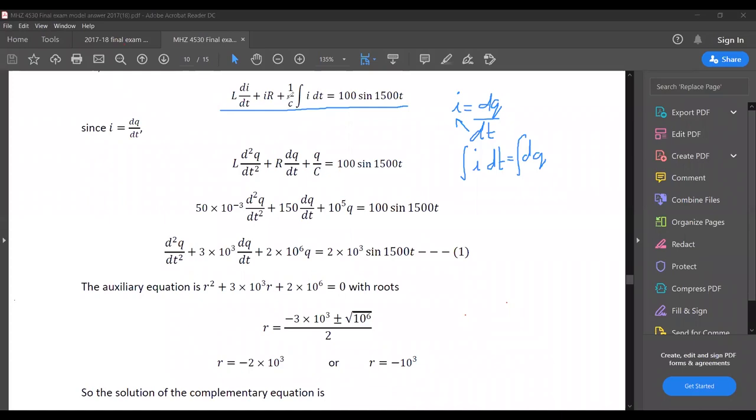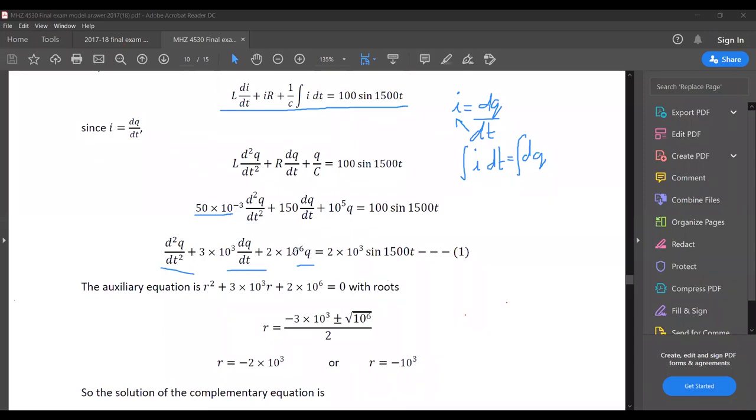So 1 over C is in the front, that is a constant, and C is divided here, equal to 100 sine 1500t. And they have substituted the values. So remember to convert to standard values: if it is in milli, you have to include 10 to the power minus 3, and if it is in micro, you have to include 10 to the power minus 6. After calculating and dividing by 50 into 10 to the power minus 3, we have a second order differential equation.